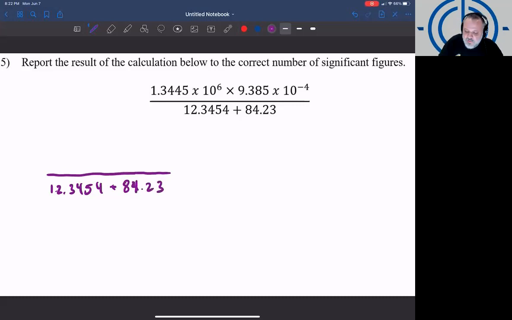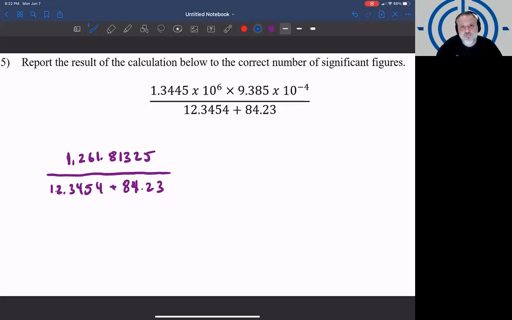So let's do this multiplication. I'm going to get out my calculator and do 1.3445 times 10 to the 6th, and I'm going to multiply that by 9.385 times 10 to the negative 4th. My calculator spits out 1,261.81325. Now, that's not the correct number of significant figures for that operation.